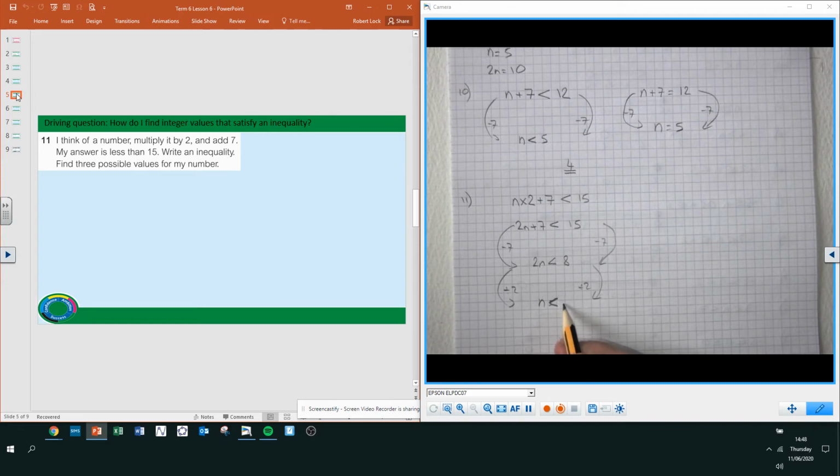N is smaller than 4. So n is smaller than 4. What are 3 possible values we could have? Well, we could have 3, minus 3, and minus 99. They all fit the bill.